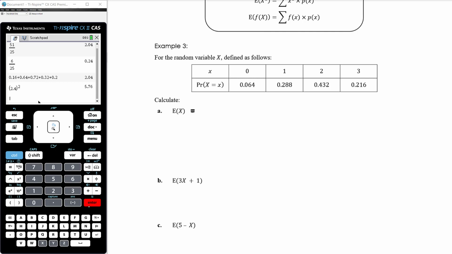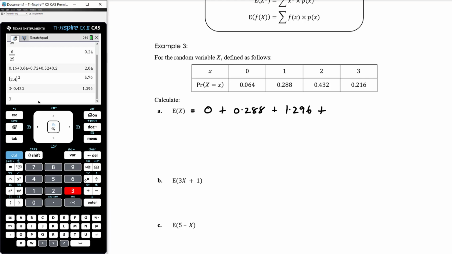Okay, so it's going to be 0 times 0.64, which is 0, plus 1 times 0.288, which is 0.288, plus 2 times 0.432, sorry, it shouldn't have been 3 times that, it should have been 2 times that. So that's 0.864, I can do that one in my head. And 3 times 0.216 is going to be 0.648.